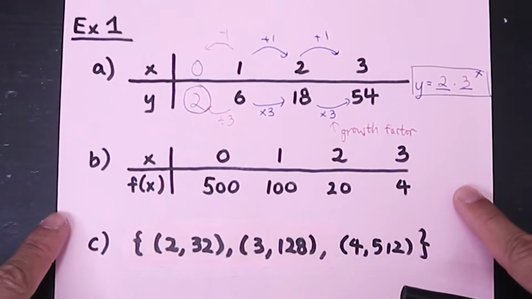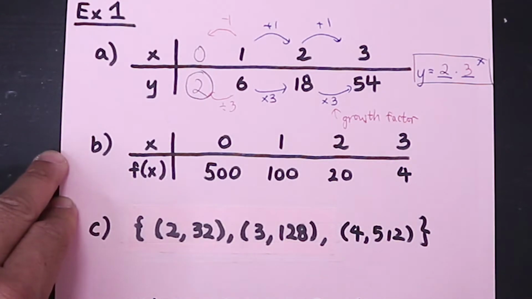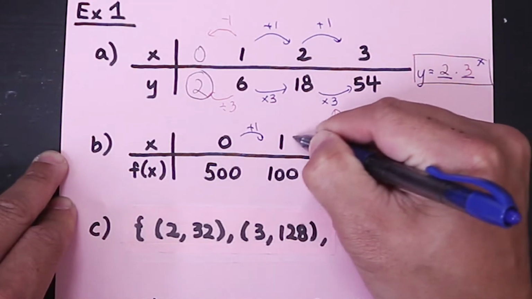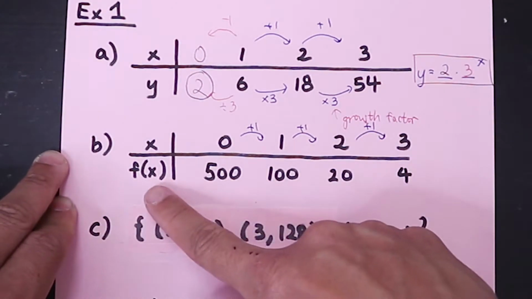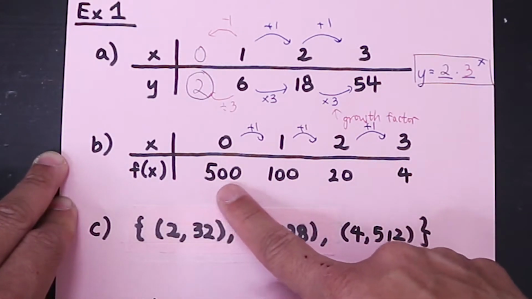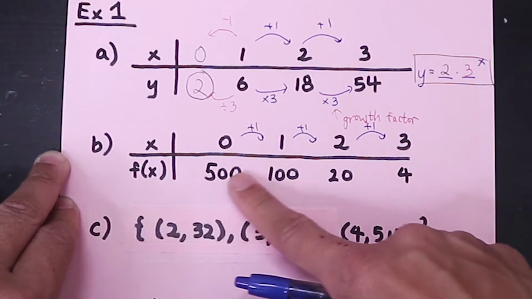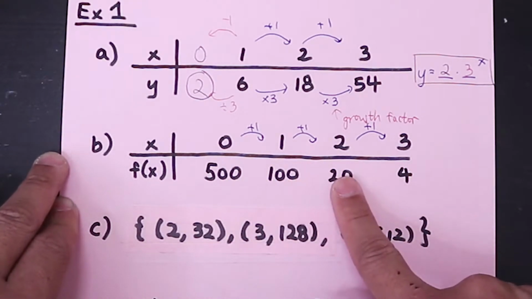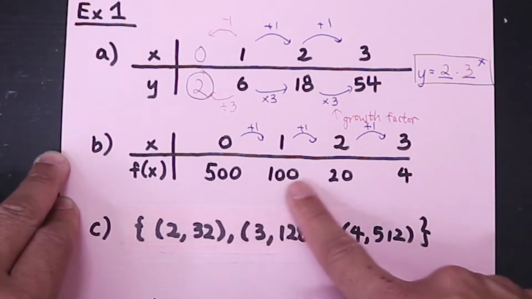Likewise, let's take a look at part B. I see that there's a pattern for x, right? Again, it keeps adding 1, so it's plus 1 and plus 1. But for the f of x, aka the y value, this is not multiplying anymore. This is dividing. How do you go from 500 to 100, from 100 to 20, from 20 to 4? That's right, you're going to divide by 5 every single time.